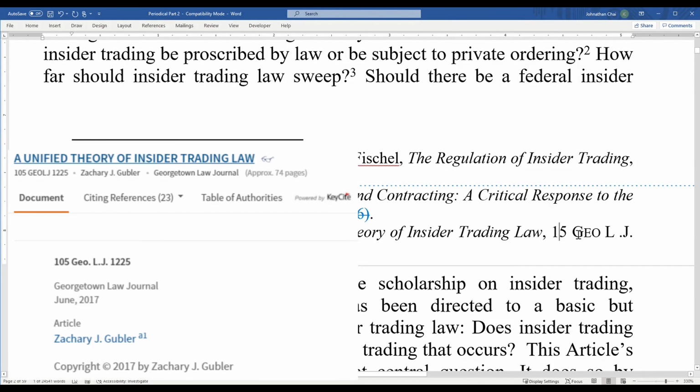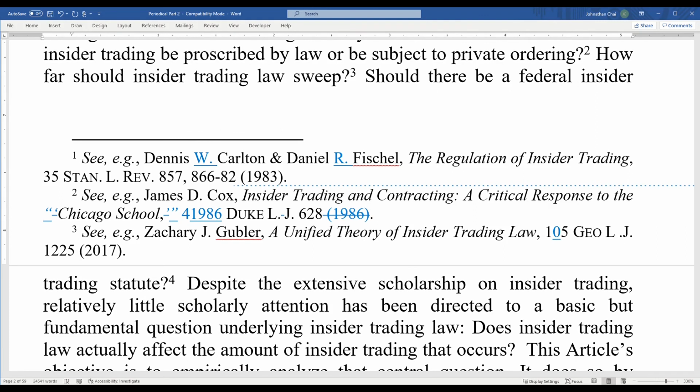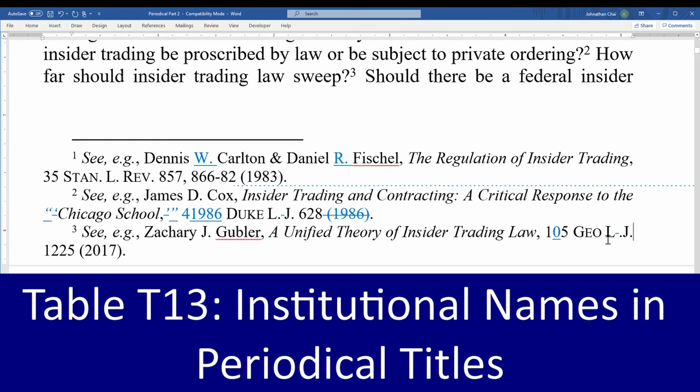The volume number should be 105 instead of 15. Similar to the previous citation, the space between L and J should be removed to close up the adjacent single capitals. Lastly, Table T13 indicates that Georgetown should be abbreviated GEO, followed by a period, so this citation is missing the period.